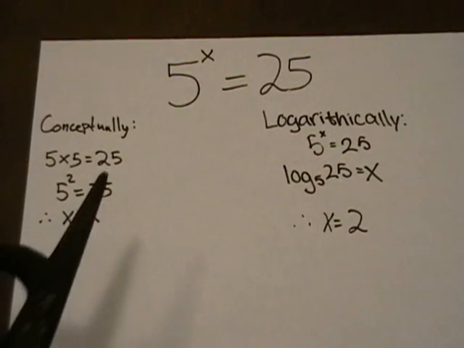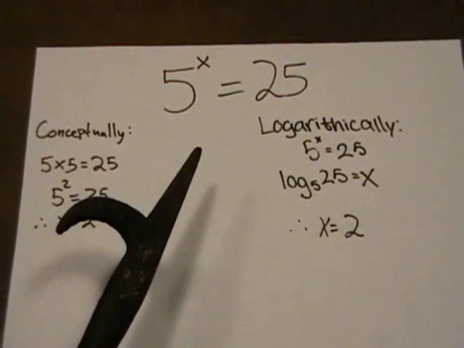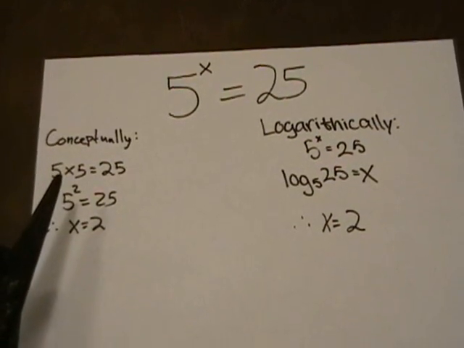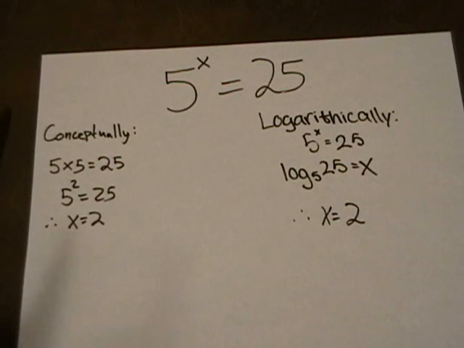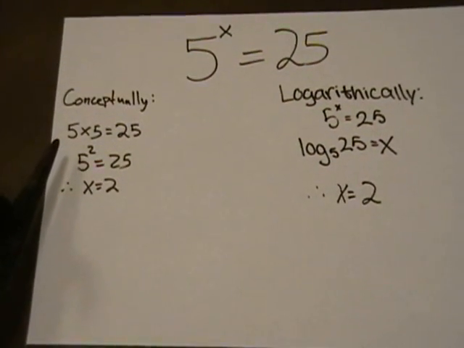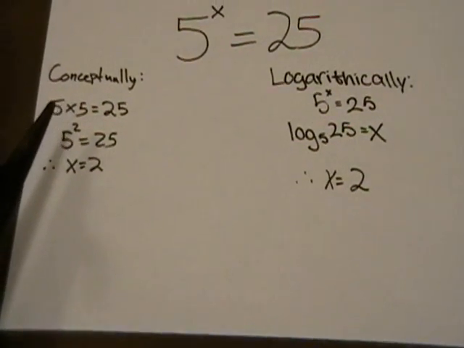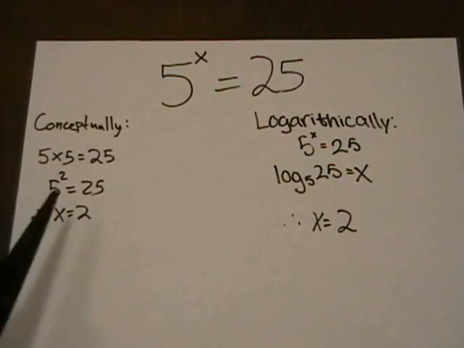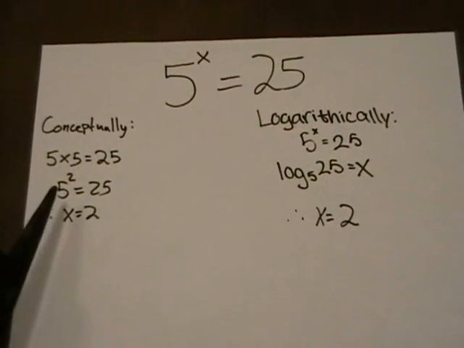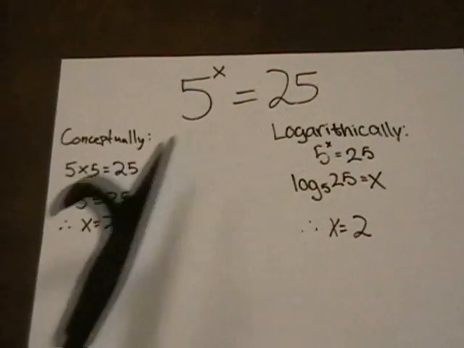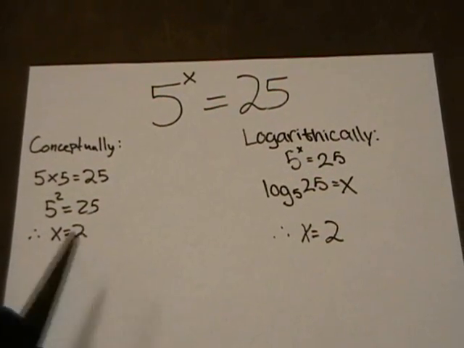Now, I know this one was a little bit difficult for you guys. 5 to the x equals 25. Now let's work this out conceptually first. 5 times 5 equals 25, right? Yes, it does. There's one 5, and there's another 5. So there's 2 5s, so 5 squared, because it's to the second. 2 5s, 5 to the second equals 25. Therefore, x equals 2. Nice job.